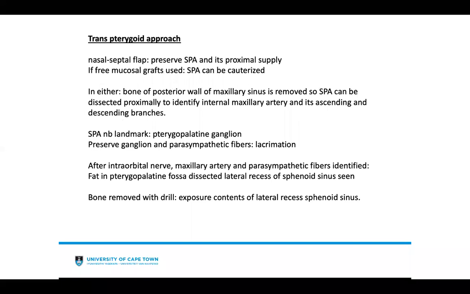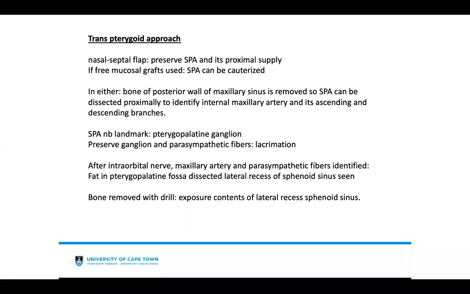At this point, you might want to raise a nasal septal flap, which I do have a little video coming up. If you are going to raise a flap, you really have to preserve your sphenopalatine artery and its proximal supply. If you're going to use a free mucosal graft, then you can cauterize the SPA. But whether you use a nasal septal flap or a free mucosal graft, the important thing is that the bone of the posterior wall of that maxillary sinus will need to be removed so that the SPA can be dissected proximally. You want to be able to identify the internal maxillary artery and all its ascending and descending branches.